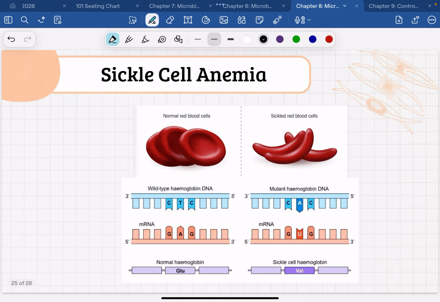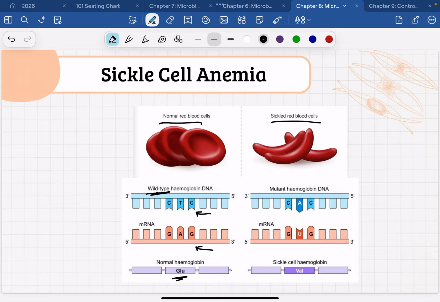Now, these are some examples of sickle cell anemia, and I know we talked about sickle cell anemia before, but I wanted to bring it back, now that you have that perspective about mutations. In a normal red blood cell, we have a protein called hemoglobin, and hemoglobin is responsible for carrying oxygen, right? We talked about this before. Hemoglobin carries oxygen throughout your body. So the wild type hemoglobin DNA, this one small part of it is supposed to read CTC, which results in an mRNA that says GAG, which results in the amino acid glutamic acid, or GLU.